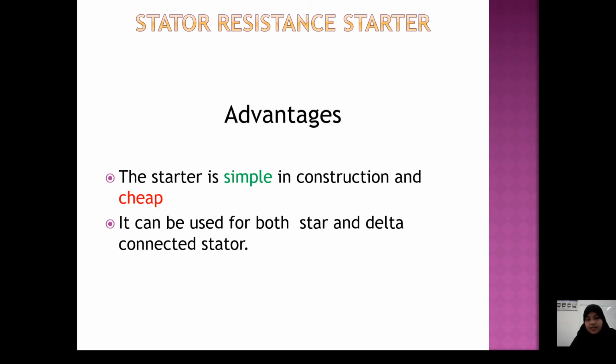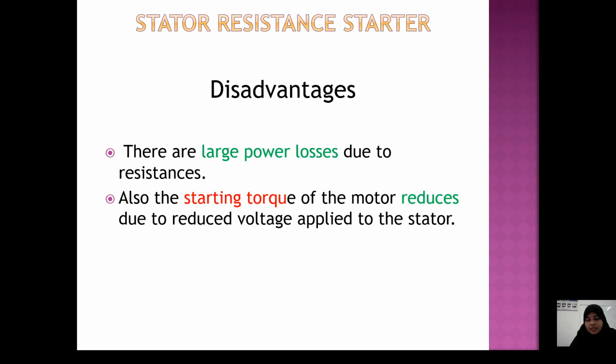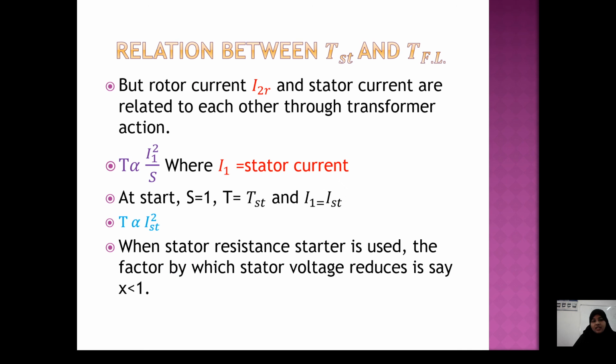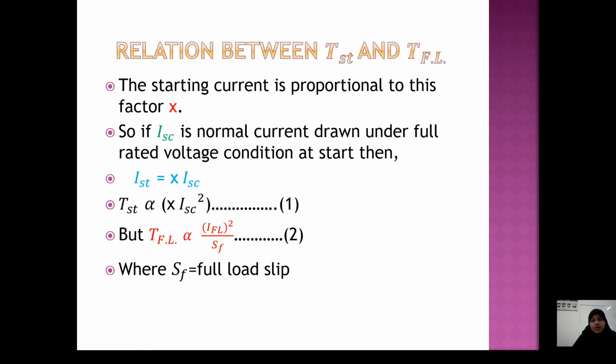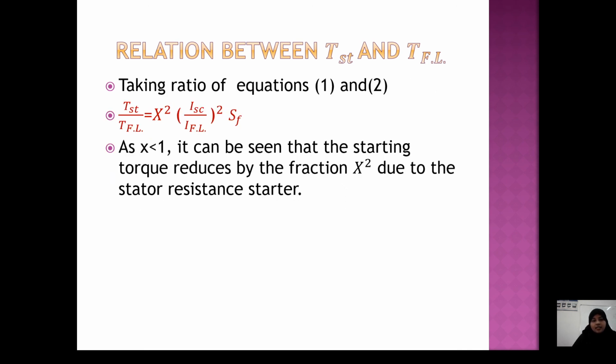Advantages we have seen: simple in construction, cheap. So for both star and delta type of stator we are using this. Large power. Disadvantages: large power losses and starting torque is reduced because of reduction in voltage. And we have seen the relationship between starting torque and full load torque. That is ratio of starting torque by full load torque is equal to X square into ISC by IFL square into SF.